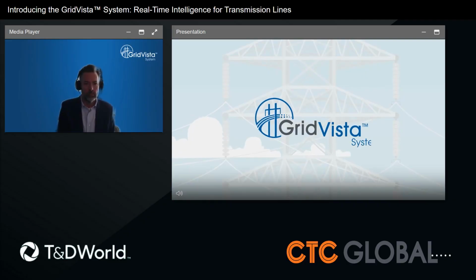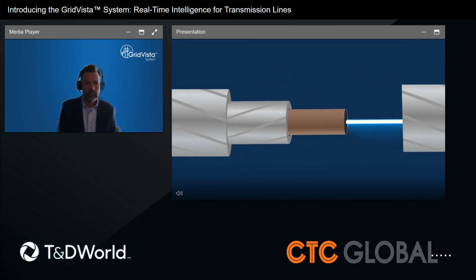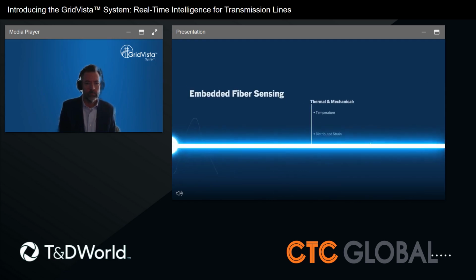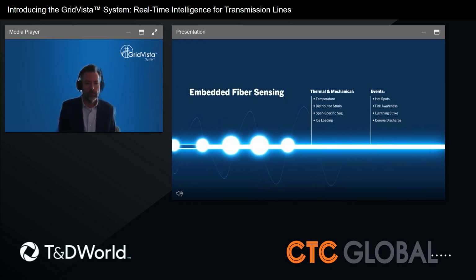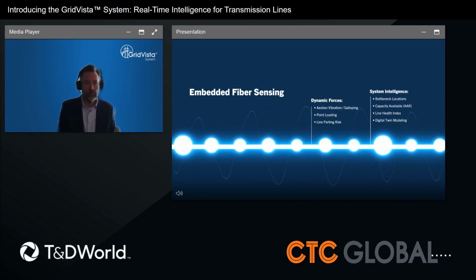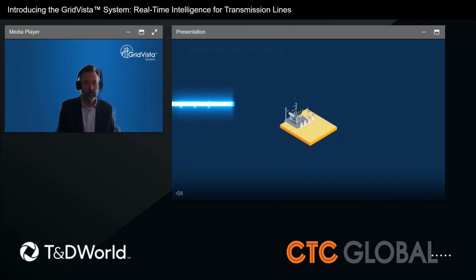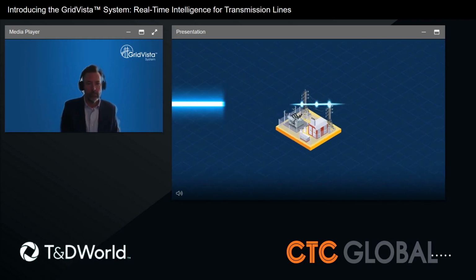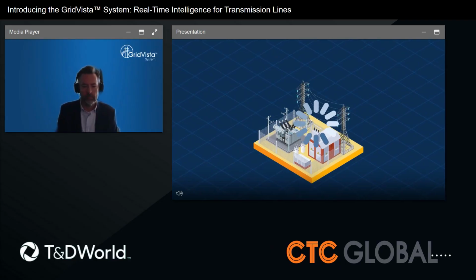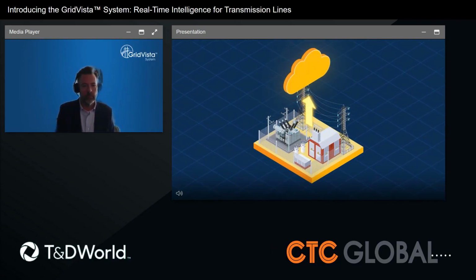Meet the GridVista System, real-time intelligence for transmission lines. GridVista delivers continuous, high-resolution data across the full length of the line, so utilities can know, not guess, asset condition. An embedded optical fiber within the conductor acts as a distributed sensing element, enabling substation-based interrogators to monitor thermal and mechanical behavior, including vibration, and to detect events dynamically along every span.